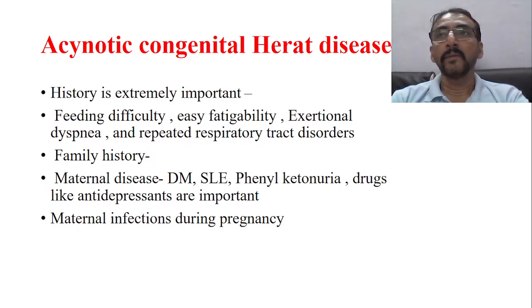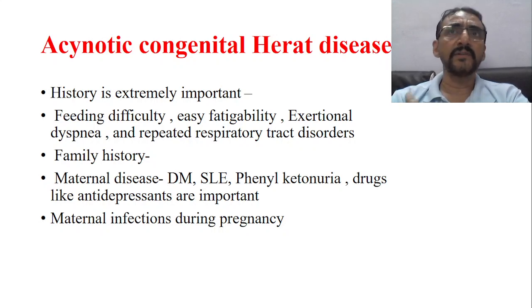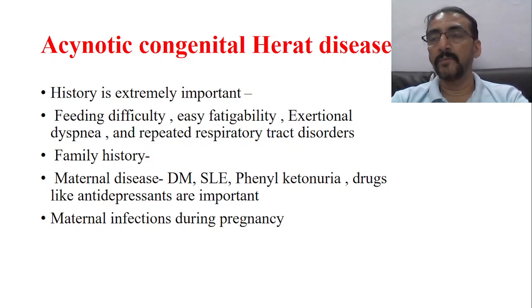Now, what type of history do you want to take? Especially the feeding difficulties. We have seen in the last two cases the suck-rest-suck cycle. The mother is telling that my child is taking too much time to complete the breastfeeding or empty one breast. So these are some of the important clues for the diagnosis. So feeding difficulty, or easy fatigability. The child is doing some activity, or is sucking for some time, and then again becomes dyspneic. Now this is again characteristic.